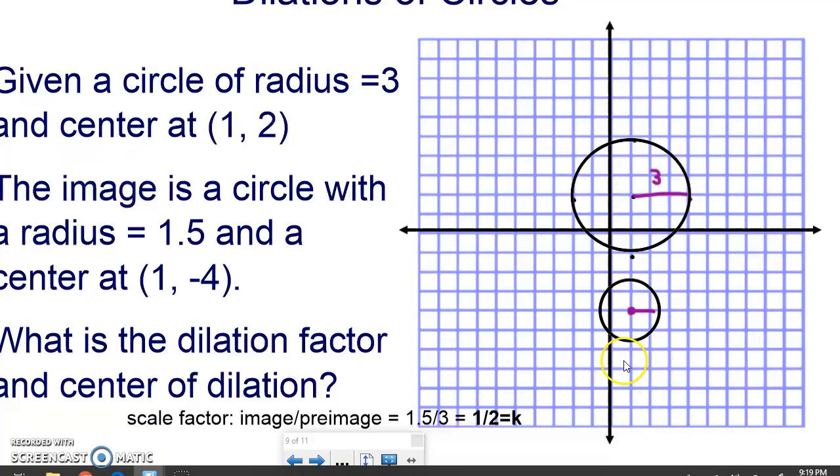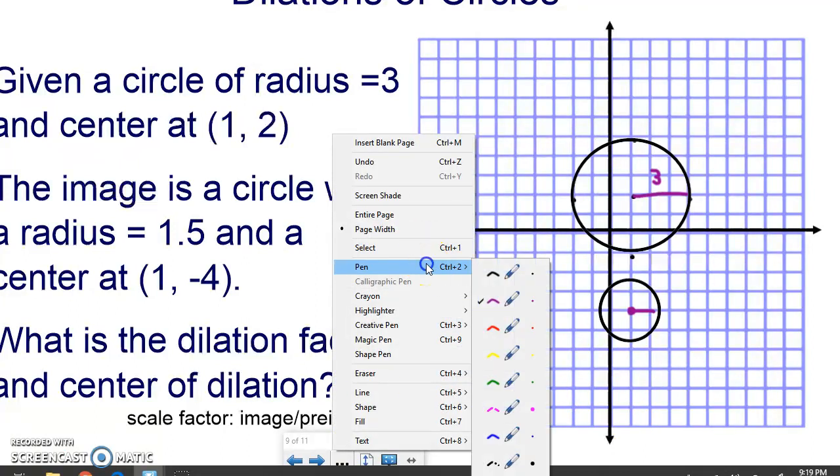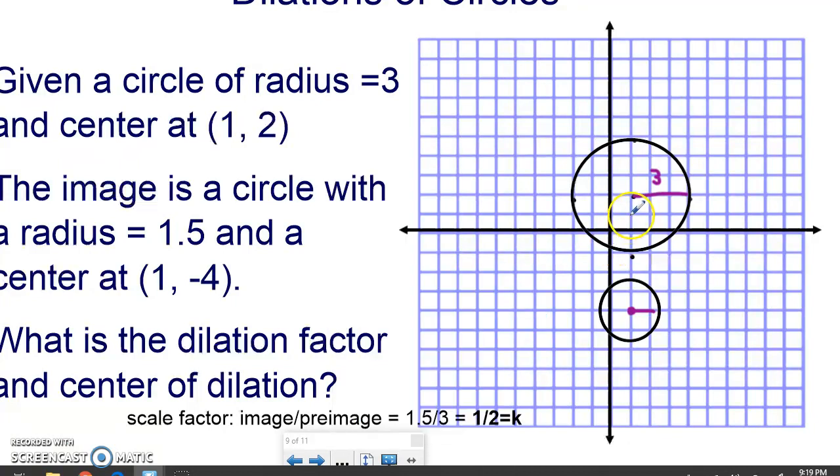So the center of dilation is going to have to be somewhere down here in order to project this circle and make it become bigger. So I know I'm looking for something down here. The problem with counting the slope is I don't have a rise and a run like I did last time. All this does is go down 1, 2, 3, 4, 5, 6. So I know it went down 6 to get from the pre-image to the image.